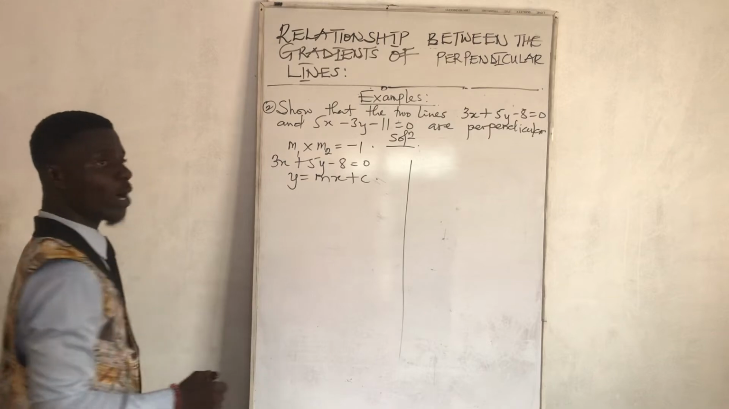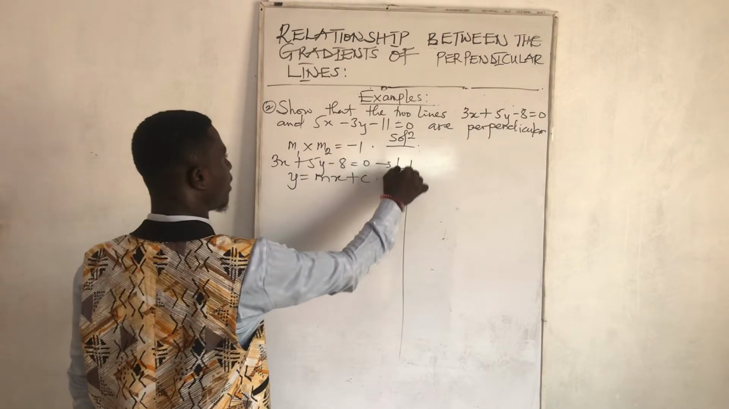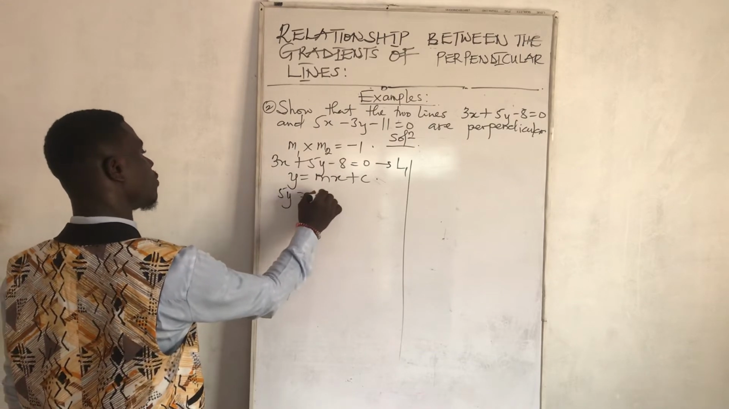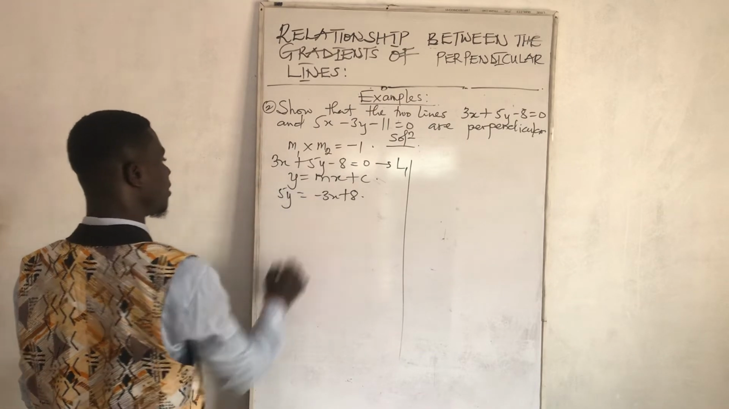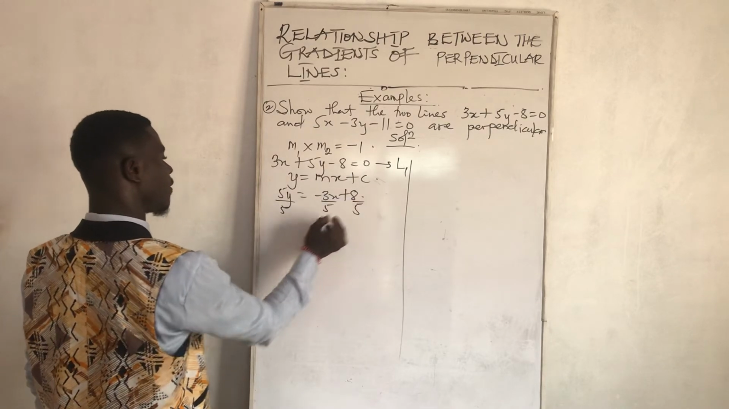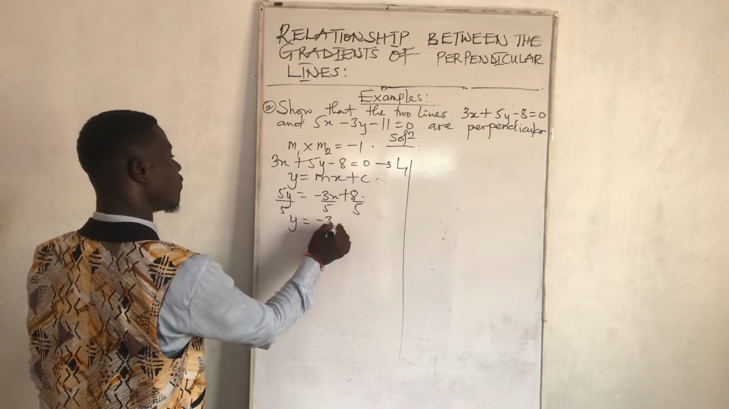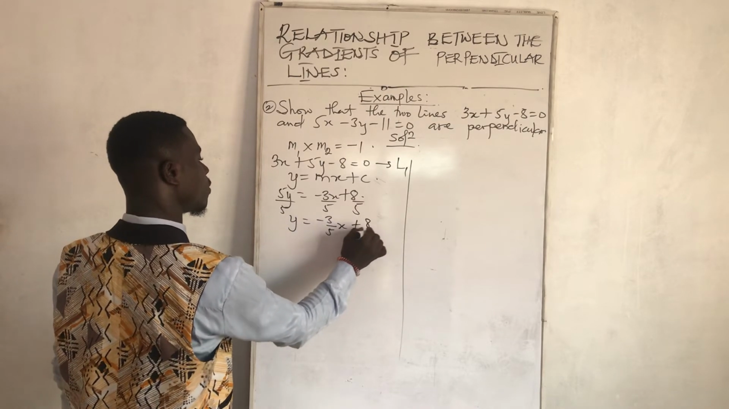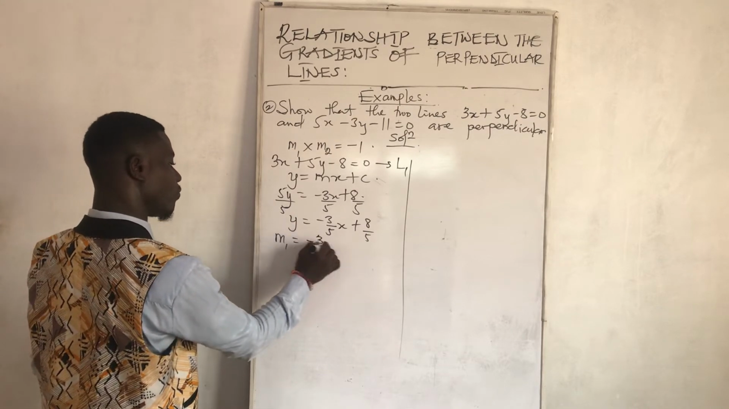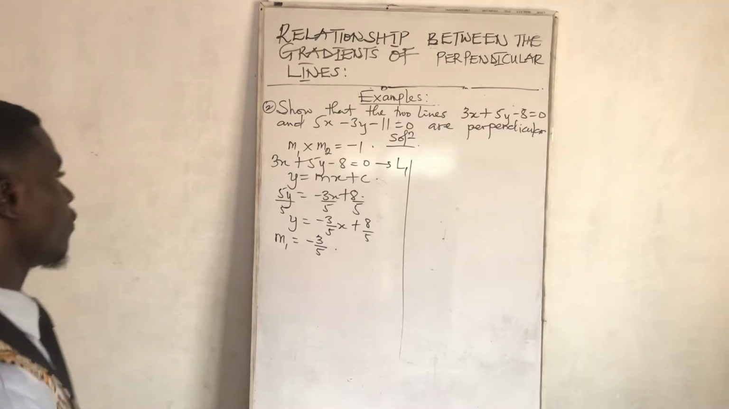So we have to make y the subject in L1, which is line L1 here. So I have 5y, which must be equal to -3x + 8. Then we divide by 5 on each side. So I have y = -3/5 x + 8/5. So we can say that m1 here is -3/5, the coefficient of x, which is the gradient for that line.